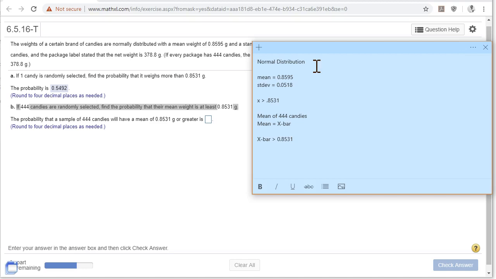Now, when we're looking at the mean and standard deviation of the means, according to the central limit theorem, the mean of the means will stay the same, but the standard deviation of the means is going to change. It's the original standard deviation divided by the square root of n, and in this case n is 444. So we're going to use the same mean, 0.8595, but the standard deviation is going to be different.